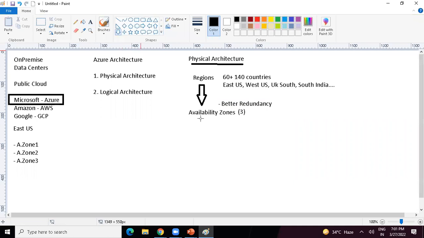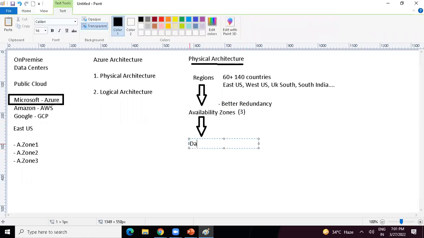Now, after availability zones, in every region, we have data centers. In every region, minimum we will have 2 data centers, and maximum we can have multiple data centers, right?